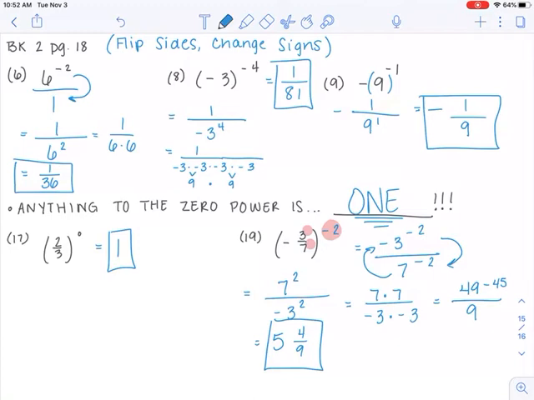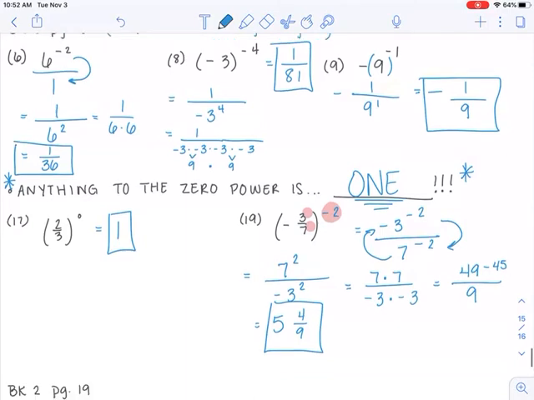So this is how you would do the rest of them on page 18. Again, don't forget, anything to the 0 power is 1. Very important to know that, okay? Looking at page 19 now.